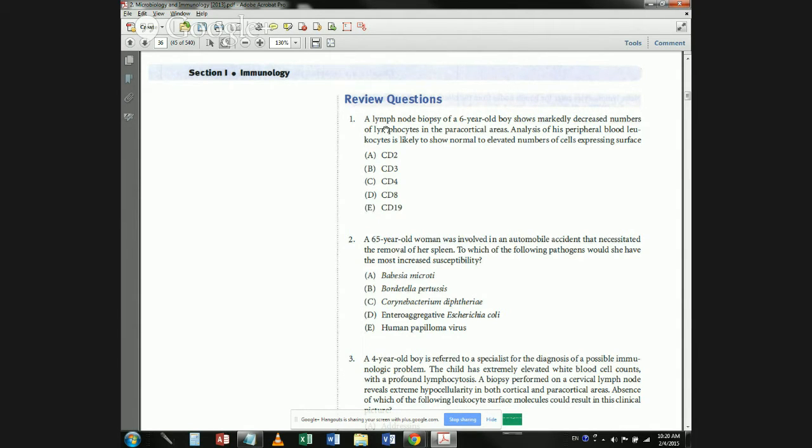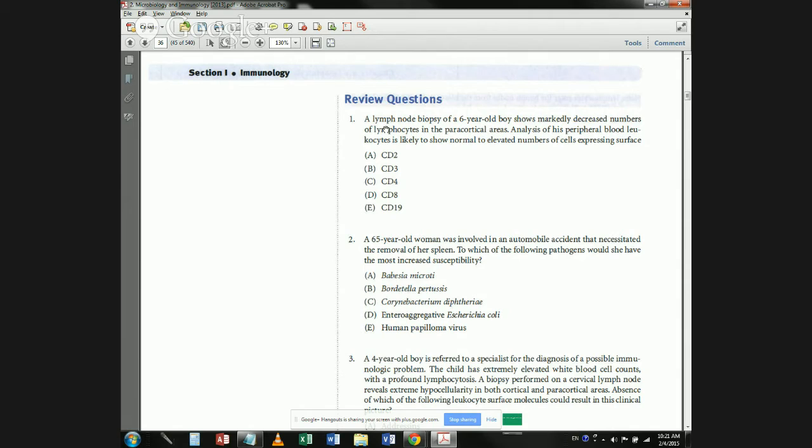Analysis of his peripheral blood leukocytes is likely to show normal to elevated numbers of cells expressing surface. So B cells would be more, right? Maybe natural killer cells might be more too, because we're talking about leukocytes, that could be any white cell. Any white cell other than T cells.